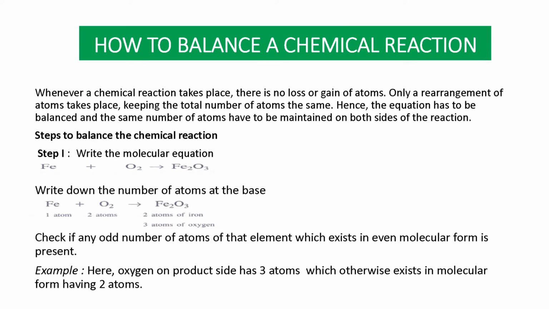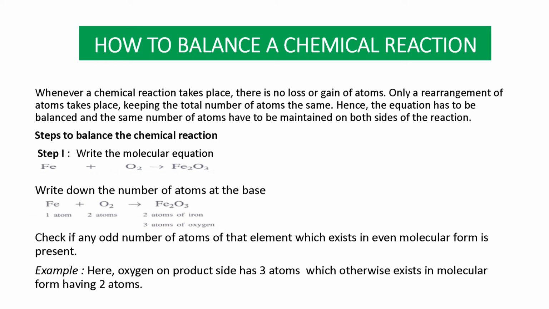The next is step 4. Balance by putting 2 in front of that compound to make the odd number even. In the last step, we saw that oxygen was present in an odd number, so we make it even by multiplying by 2. Here is the equation. We multiply iron oxide by 2, so the oxygen atoms will be even. Here you can see 4 atoms of iron and 6 atoms of oxygen, so they have become even. So in the third step we check if any element is present in an odd number, and we convert it to an even number by multiplying by an even number.